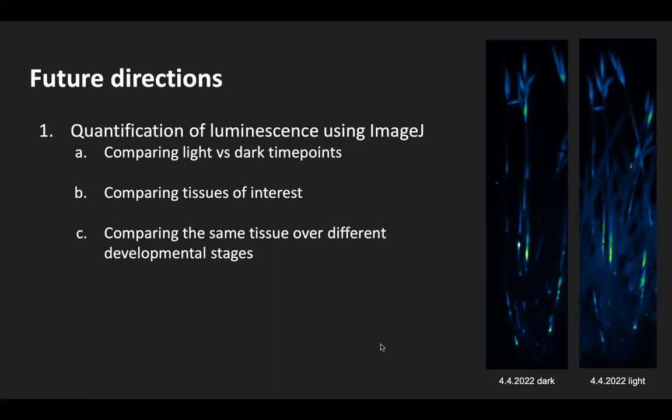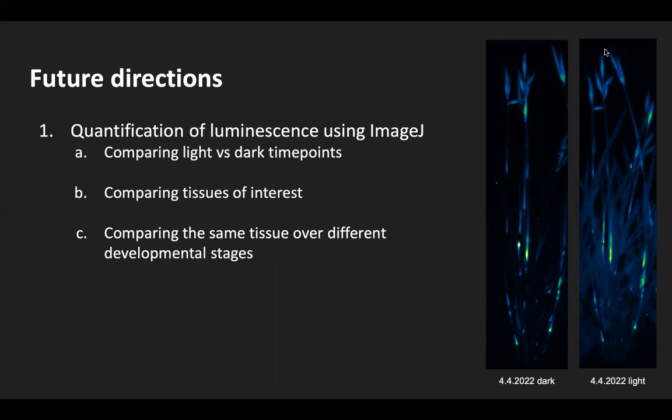So some of the takeaways that we want to draw from this experiment is we have this qualitative analysis showing that we think expression decreases the more mature plants get, but we can't know this for sure until we quantify it. So the next step in this process would be to quantify the luminescence using ImageJ. So there are 3 ways that we can do this, and the way that we're most interested in is comparing light versus dark time points.